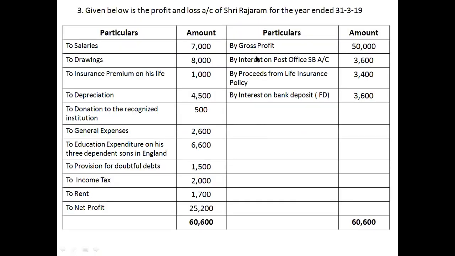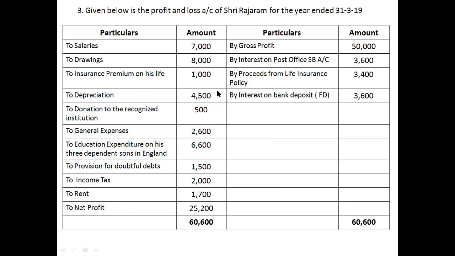Now, when you see the question, it is clearly mentioned that there are some admissible items and inadmissible items. When you are computing your total taxable income, first and foremost you should know the heads of income given in the problem. Here they have given business income, and there are some disallowed expenses. There is also income from other sources on the credit side.